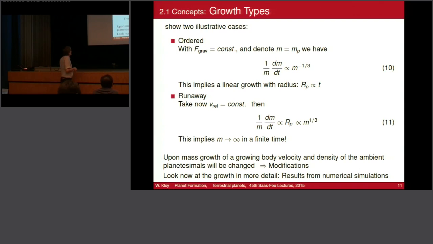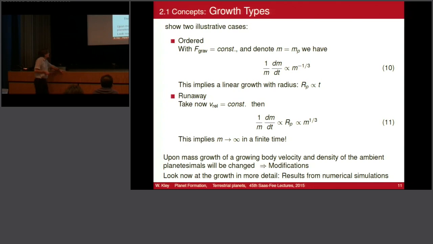Now we take the relative velocity constant. Whether this is achieved or not, we can discuss at some point, maybe. Then the relative growth rate is proportional to R_p, proportional to m to the 1/3. So the exponent is positive here, whereas before the exponent was negative. This implies formally, if you plug it into the equation and integrate the last one, that m grows to infinity in a finite time.